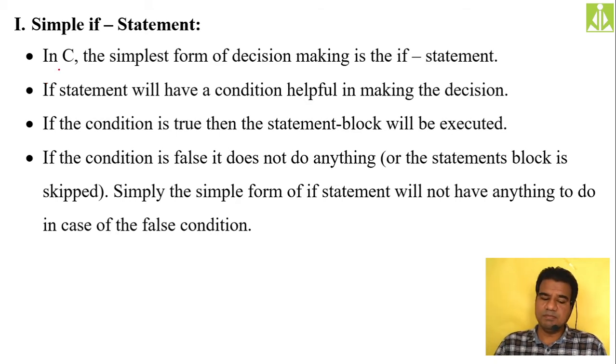In C, the simplest form of decision making is the simple if statement. The statement will have a condition helpful in making the decision. So why are we using this condition? In order to make the decision. Based on this condition only we are making the decision. When this condition is evaluated, it can be either true or false. If it is true, a particular block will be evaluated, the true block.